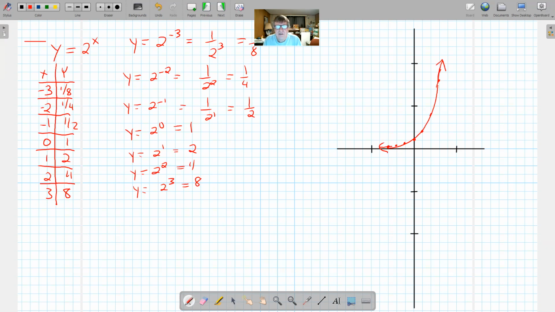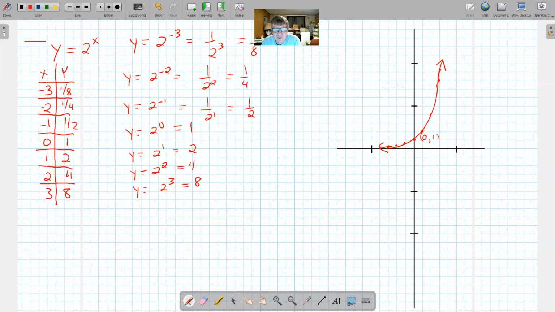So this is an exponential equation. It's also a function. Notice that it passes the vertical line test. It has no x-intercept. It doesn't cross the x-axis. It has a y-intercept at 0, 1. And we say that it is increasing over its entire domain. As x gets larger, y gets larger.